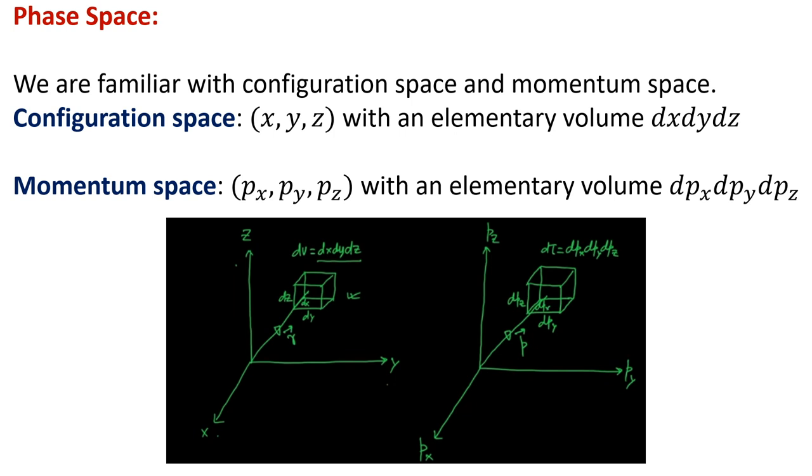In classical mechanics, we are quite familiar with the configuration space and the momentum space. In fact, the configuration space, that is given by x, y, z or r, theta, phi and so on, can be solved by solving Newton's law of motion when a particle is subjected to certain force. And this is widely used in all branches of physics, not only in classical mechanics.